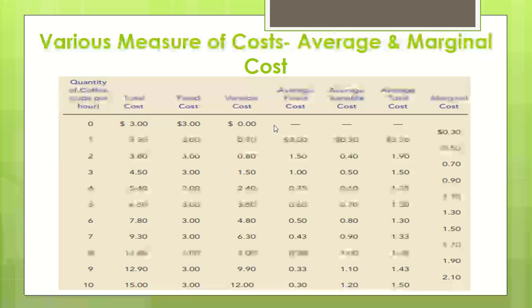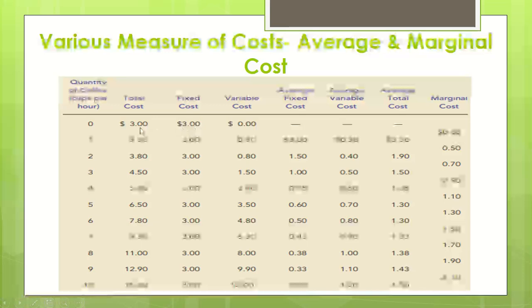If you look here, there is no average fixed cost, because average fixed cost is equal to fixed cost divided by Q. The formula for calculating the average fixed cost is fixed cost divided by quantity. In this case we have the value of fixed cost, $3, but the denominator's value, the value of Q, is 0 here. So that means there is no average fixed cost here, and similarly there is no marginal cost as well.